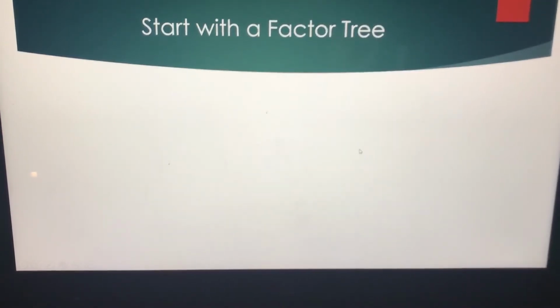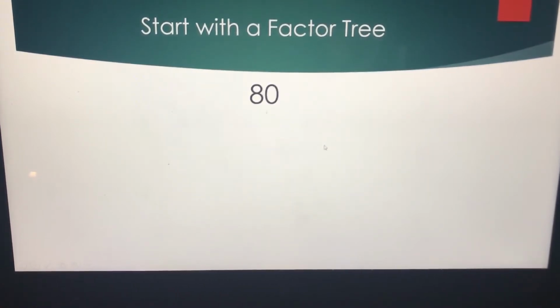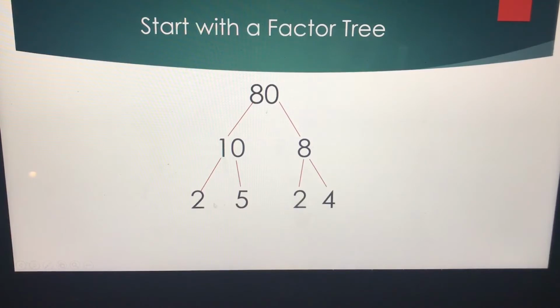Our first step in order to simplify the square root of 80 is to start with a factor tree. We start with 80. I need to think of two factors that give me 80, and it can be any two factors. I chose 10 and 8. I then need to think of the factors that will give me 10 and the factors that will give me 8. So I chose 2 and 5 and 2 and 4.